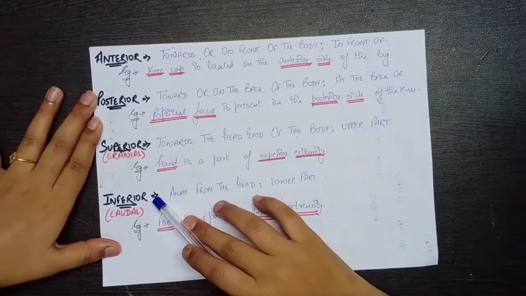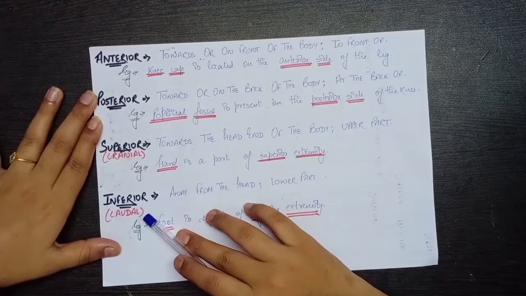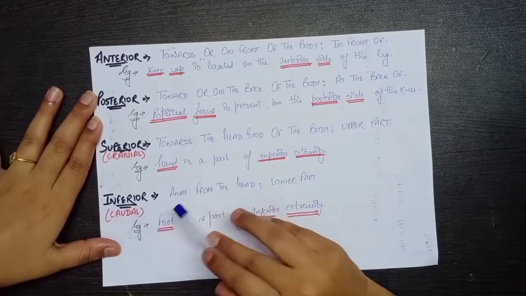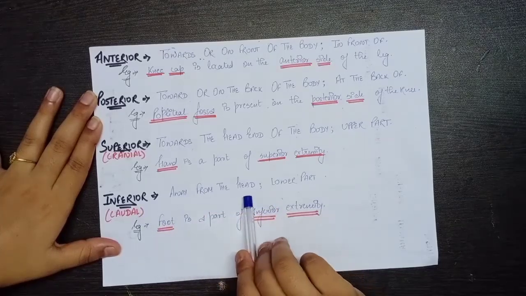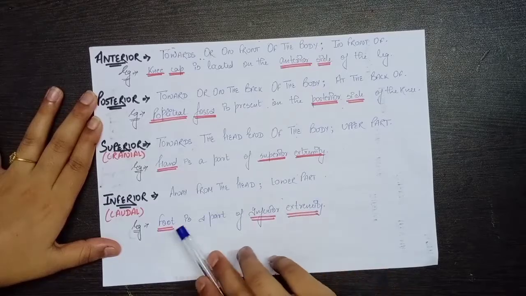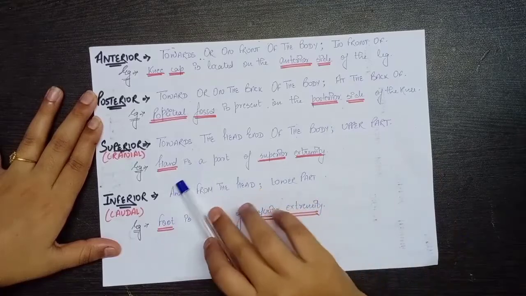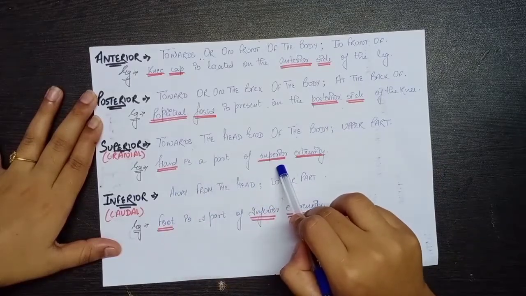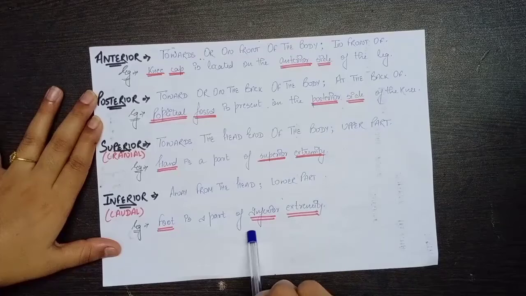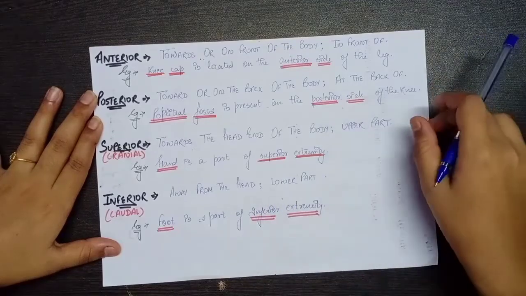Inferior is also known as caudal. Caudal means tail. So that means away from the head, or the lower part. Example, the foot is a part of the inferior extremity. See, the hand is a part of the upper or superior extremity, and the foot is a part of the inferior or lower extremity.